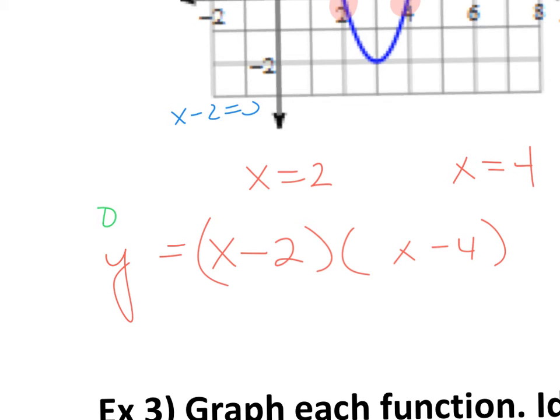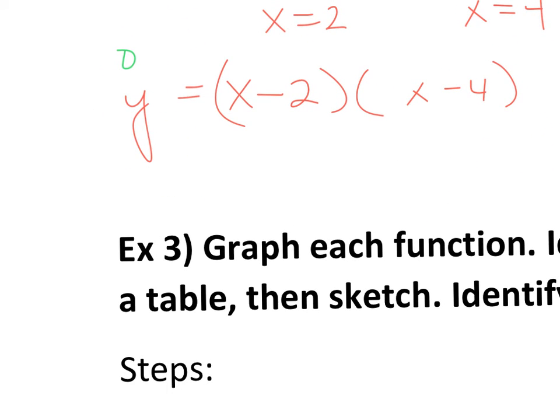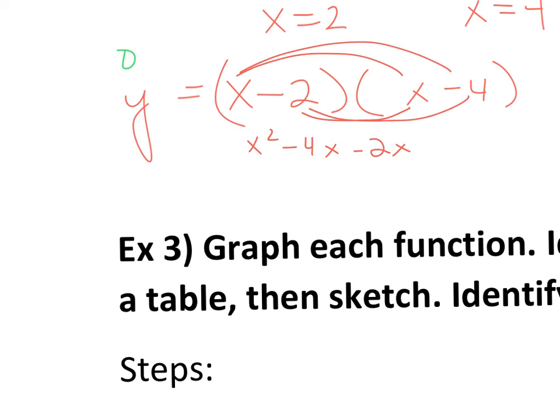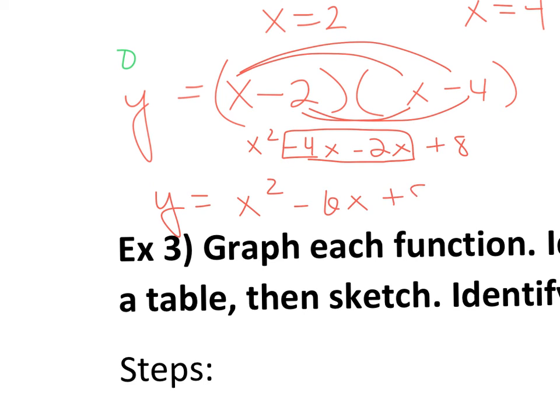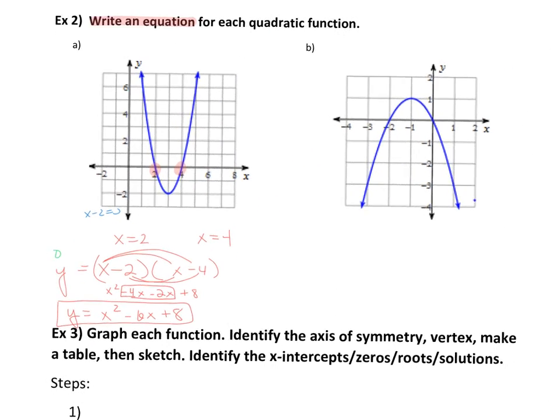Now, you then need to go ahead and FOIL this out. So I'm going to get x squared minus 4x minus 2x plus 8. Or when I go ahead and combine like terms right here, I get x squared minus 6x plus 8. And that is the equation of your problem. All right, let's try the next one now.